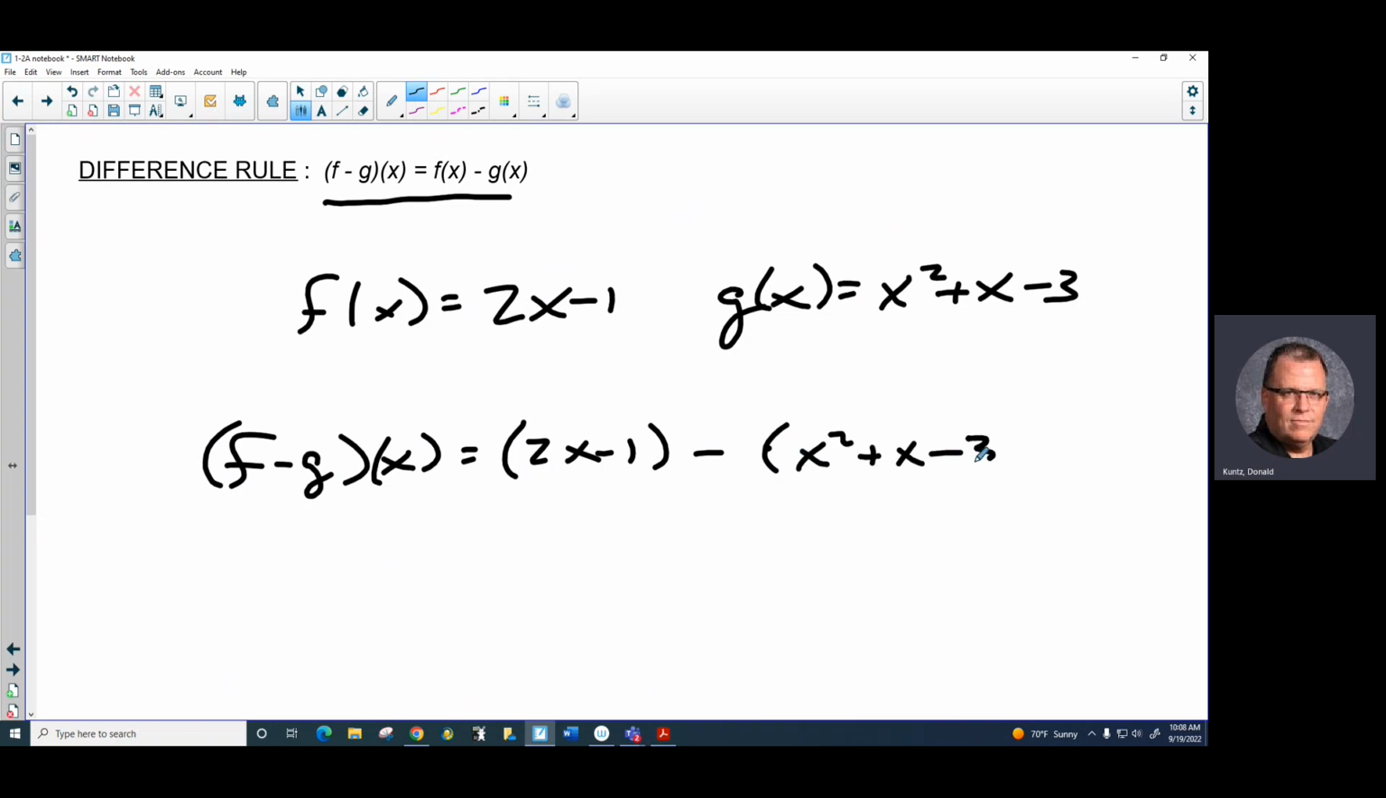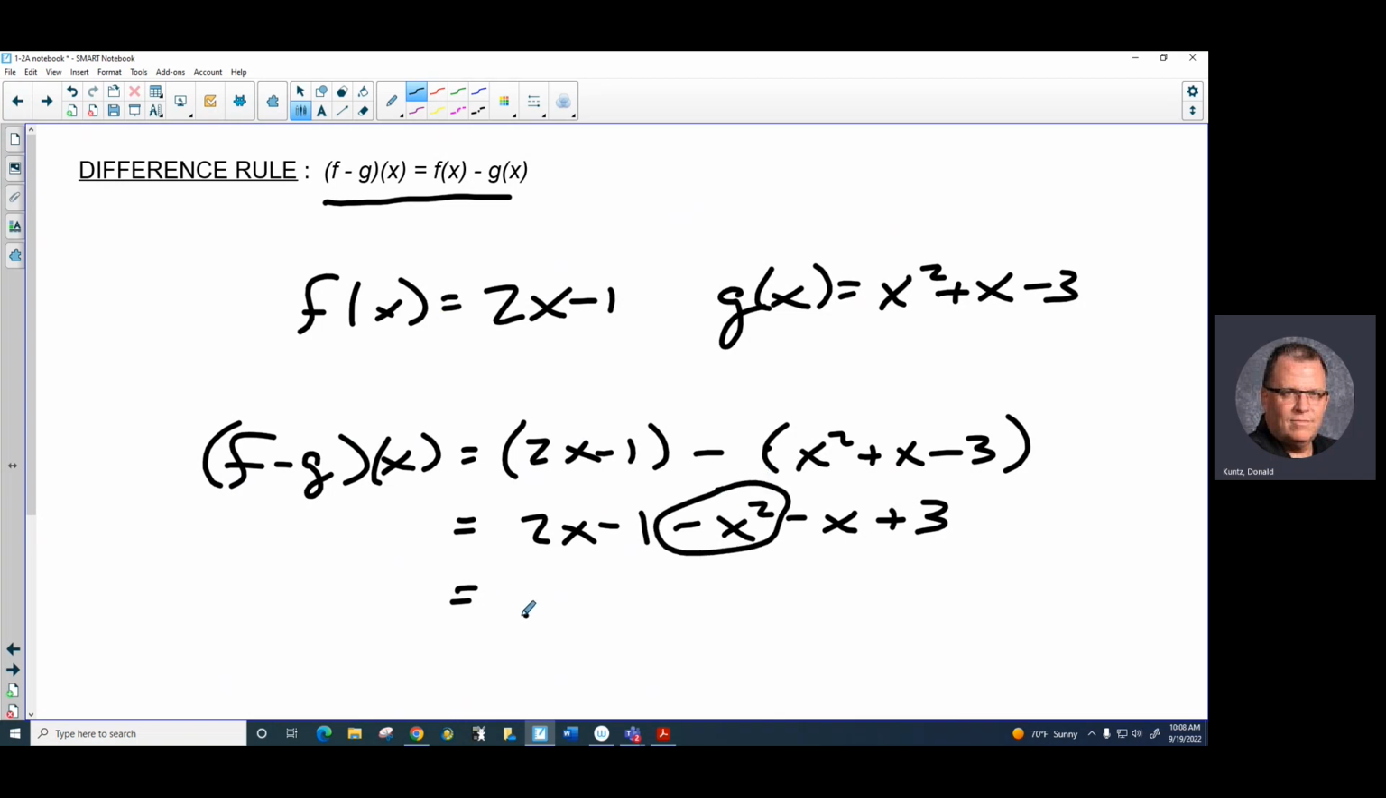And the reason this is important, especially with subtraction, is this negative needs to be distributed all the way through here. So we have to go through our steps. 2x minus 1, there's nothing in front of, nothing to power, so it's just that. But this negative is minus all of that stuff. So it's minus x squared, minus x, and then plus 3. That distributing the negative through there is incredibly important. It's the most common mistake people make when they're subtracting functions. So make sure you're aware of that.